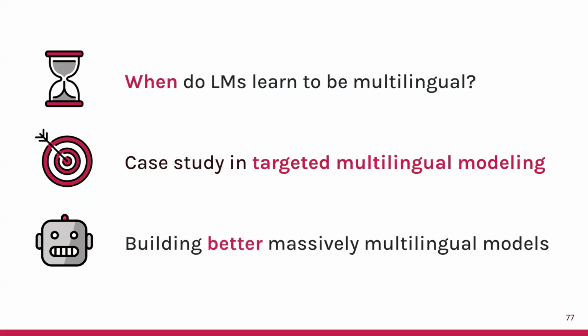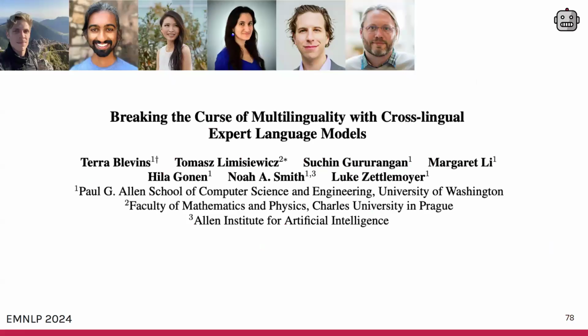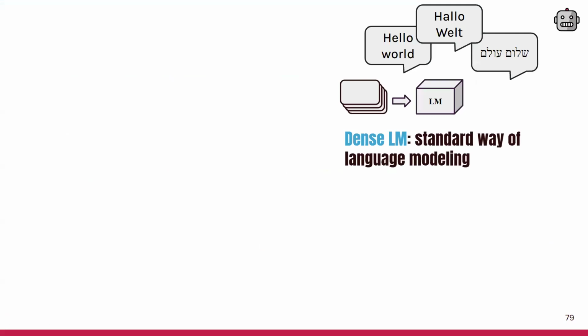And so in this last section, we're going to propose a new way to do language modeling that does just that. This is our work on breaking the curse of multilinguality with cross-lingual expert language models. This was done in collaboration with a number of great researchers at the University of Washington and Tomas from here at Charles University. And this paper is going to be at EMNLP next month.